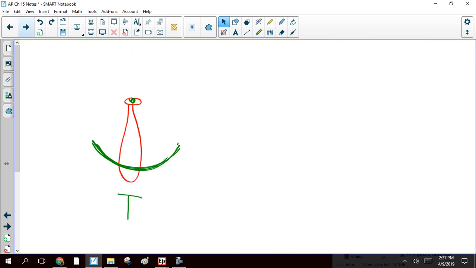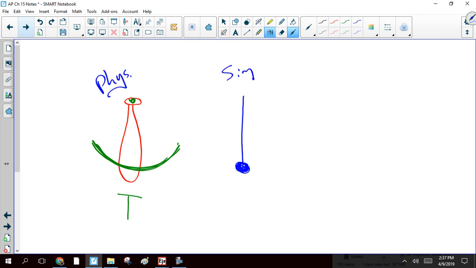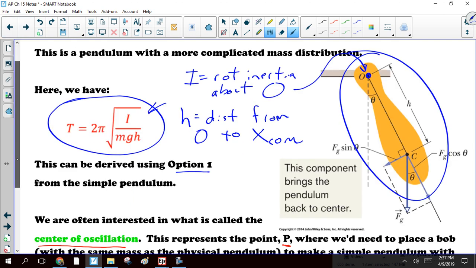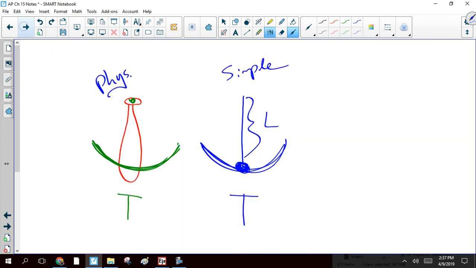The center of oscillation represents, suppose I had a physical pendulum, and a simple pendulum. So this is physical, this is a simple pendulum. Suppose I've got another simple pendulum that swings back and forth with the same period. The length to this point here, and then if you measure down the length L, this point here, P, that's called your center of oscillation.